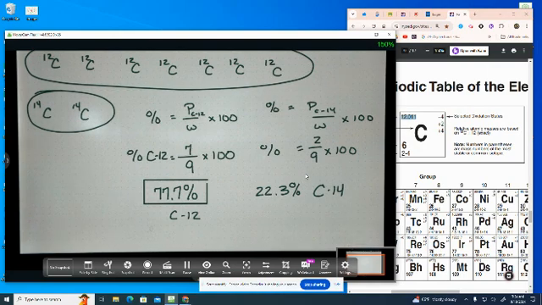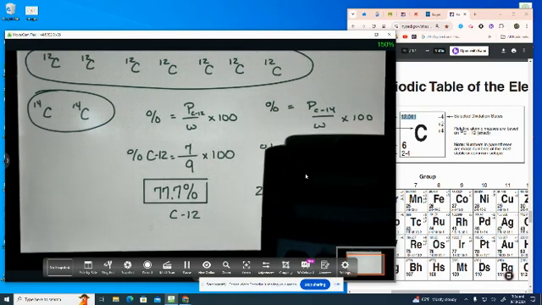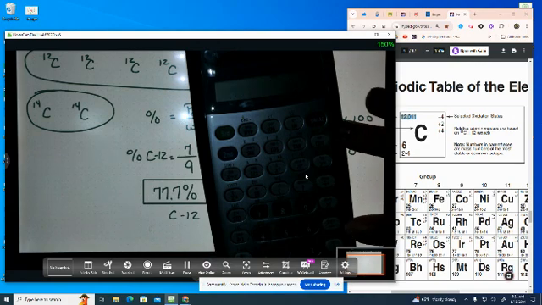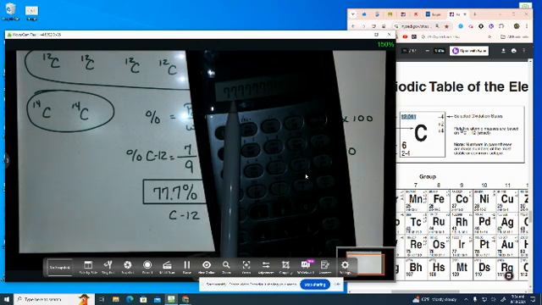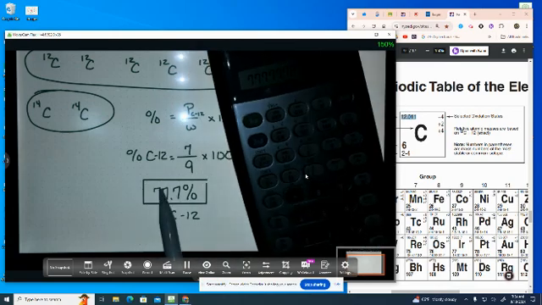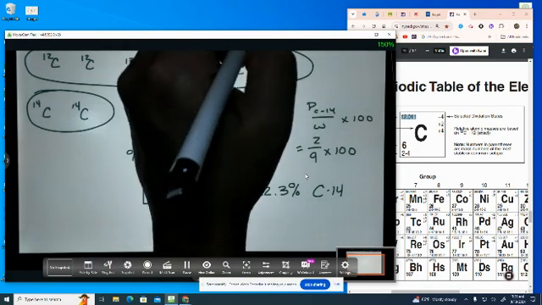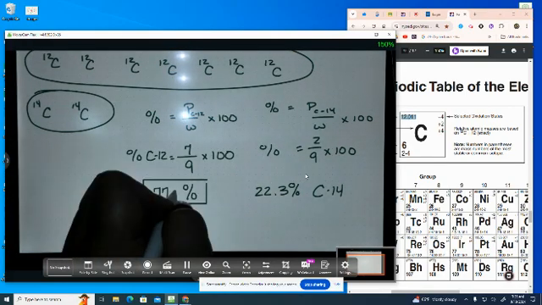Let's check our math. 2 divided by 9, 22.222222222. Okay. 7 divided by 9 was, oh yeah, because this should have been an 8. Okay, look. Can you see that calculator there? 77.77 should have rounded to 77.8. So let me fix that. Make sure we're rounding correctly.